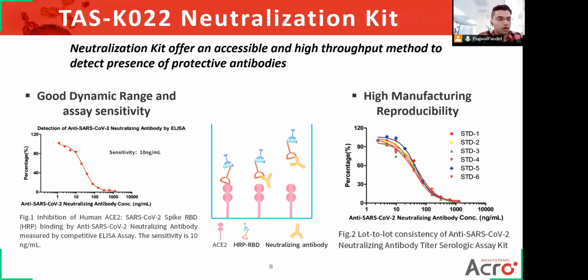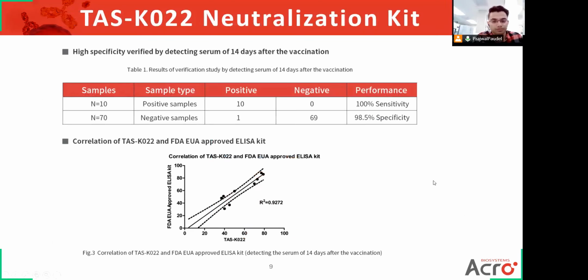Our kit contains the immobilized ACE2 protein, which can be incubated with serum samples followed by incubation with HRP-tagged spike RBD. The signal intensity of the ELISA is inversely proportional to the presence of neutralizing antibodies. This kit is semi-quantitative and shows good dynamic range and high sensitivity with controlled neutralizing antibody sensitivity at 10 nanogram per mL and a high lot-to-lot consistency as well.